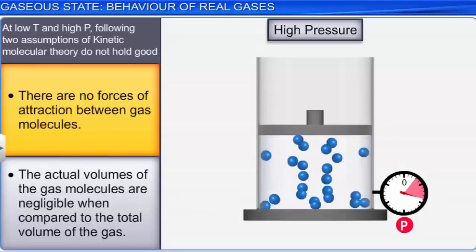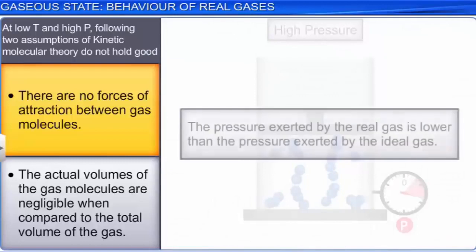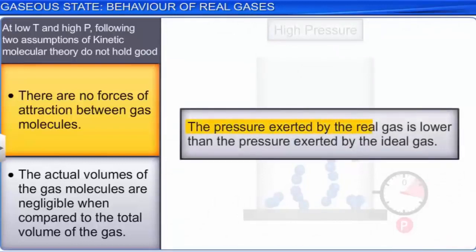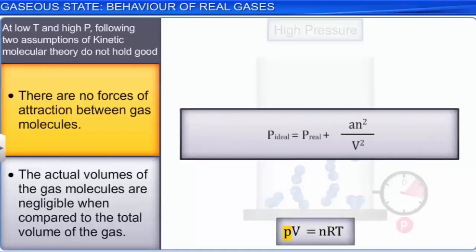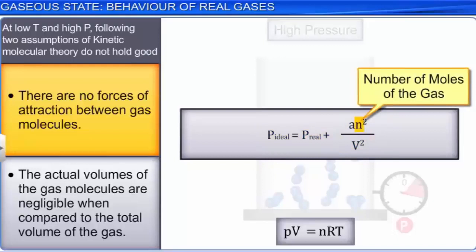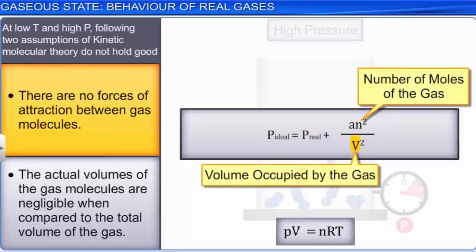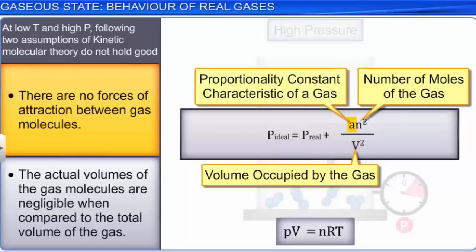Thus, we can say that the pressure exerted by the real gas is lower than the pressure exerted by the ideal gas. Hence, the pressure in ideal gas equation is corrected as P ideal is equal to P real plus a multiplied by n square divided by V square, where n is number of moles of the gas, V is the volume occupied by the gas, and a is the proportionality constant characteristic of a gas.